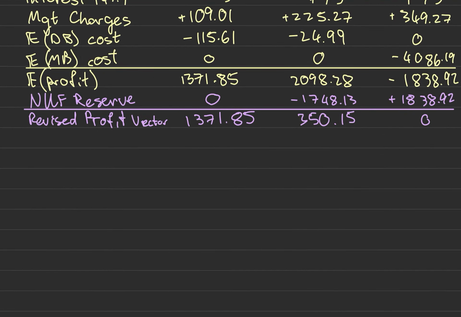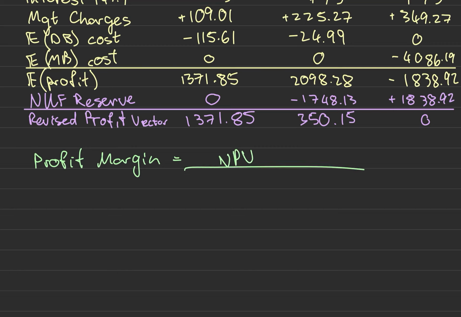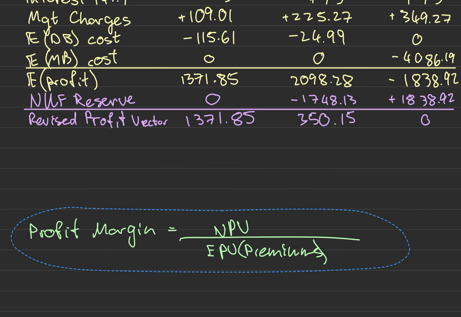Okay, let's use green here. Profit margin. This is equal to my net present value over my expected present value of my premiums. And in fact, if you want to try and get some more marks, we'd go here and we'd actually try and write this profit signature.